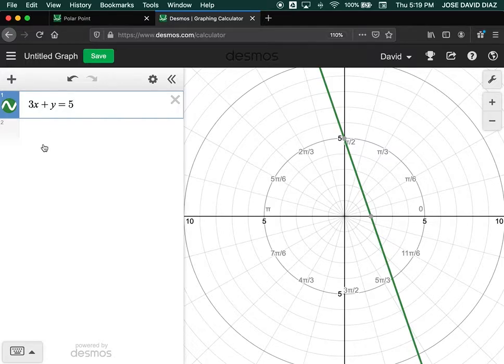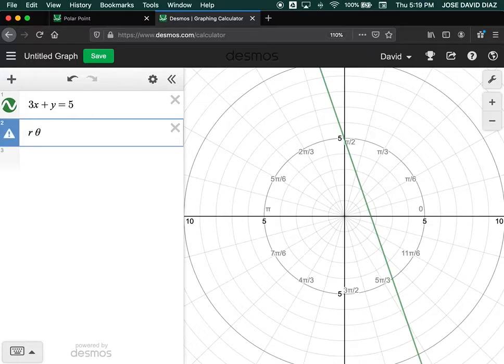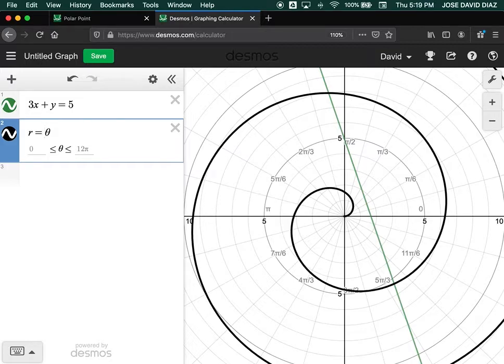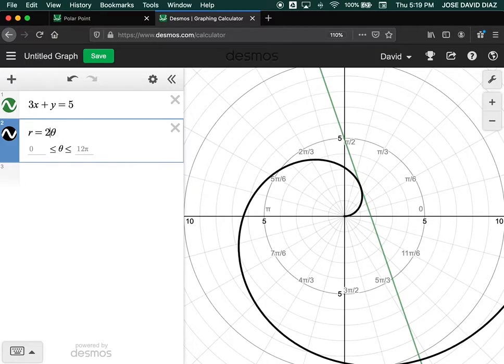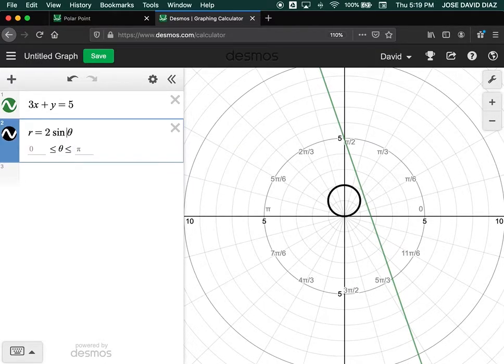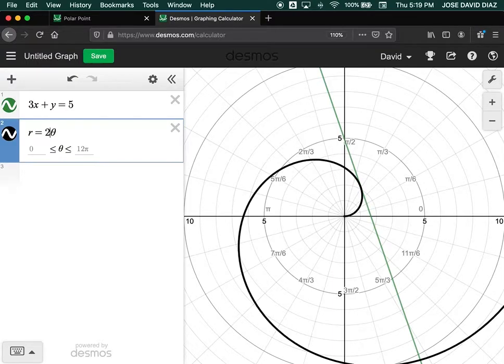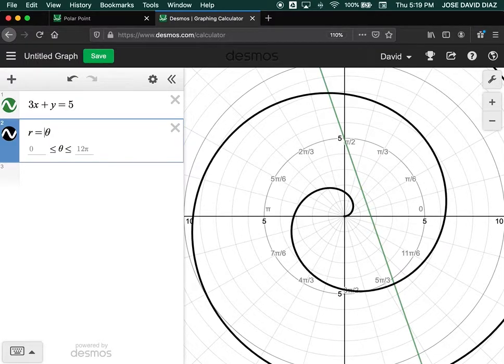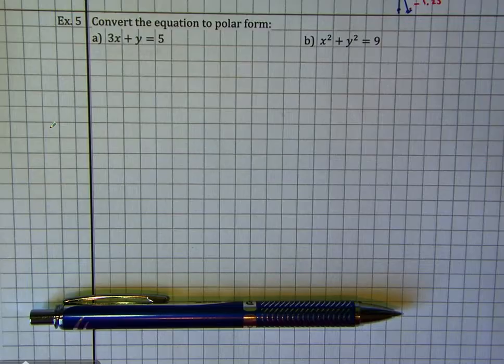So I need to find another equation that will have r and theta, that when I graph it, well, that's not it. That's not it. That's not it. That's not it. So what will be the equation here that when I graph it, it'll be exactly the same as the green one. It'll also be a line.